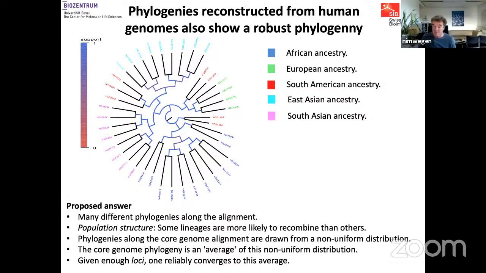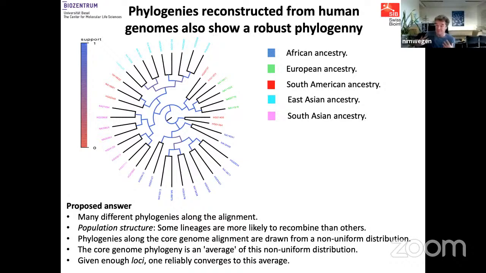So why is this happening? Well, we know that there is no clonal phylogeny for human sequences. There's no such thing, right? I mean, every organism is a mixture of two parents and not just one cell division. And so we know that there are many different phylogenies occurring along the alignment of the human genomes.